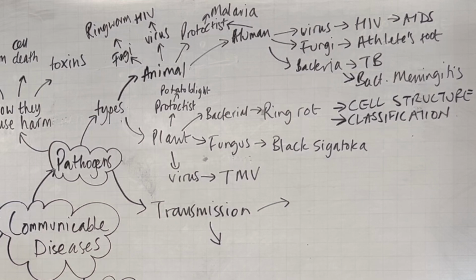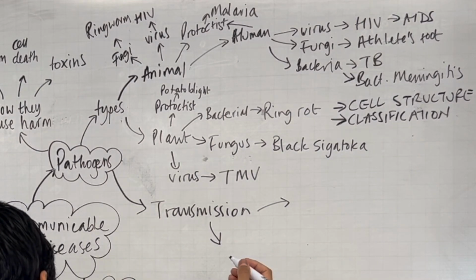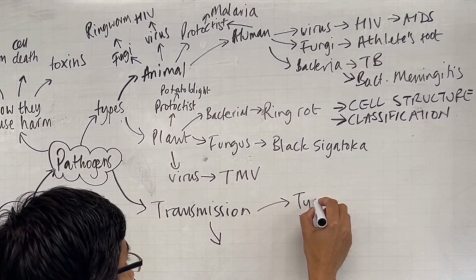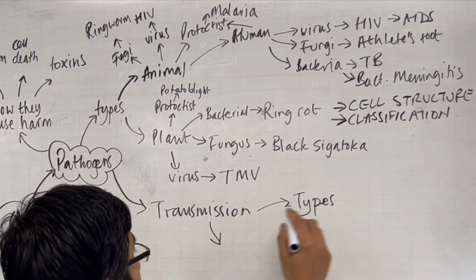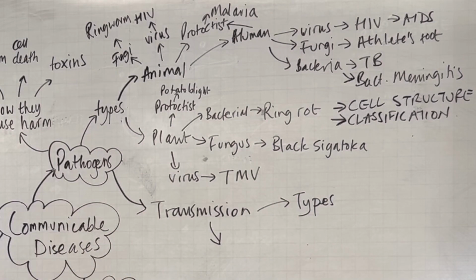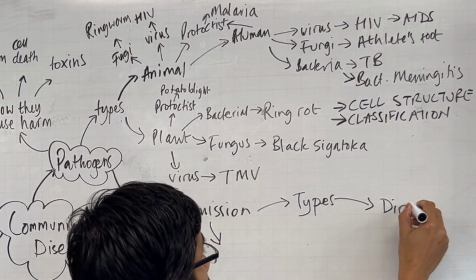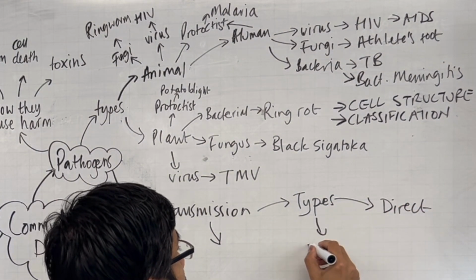Let's move on to transmission. In terms of transmission, pretty straightforward. The first kind of categorization that I've got are the types of transmission. Okay, so remember, in terms of types, we've got direct and we've got indirect.